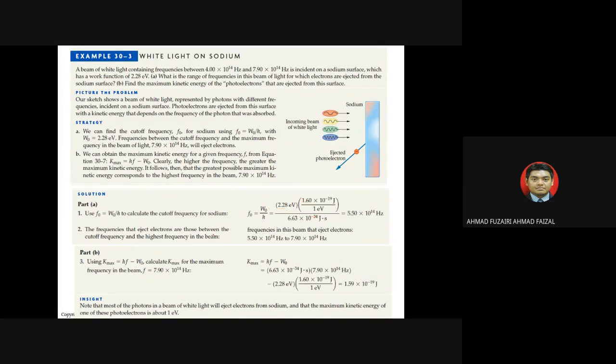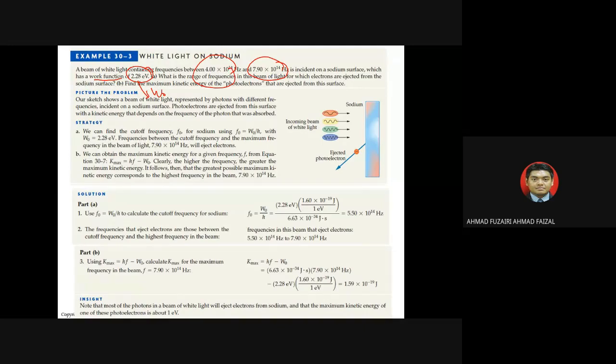Okay, so a beam of white light containing frequencies from 4 times 10 to the power of 14 to 7.9 times 10 to the power of 14 is incident on the sodium surface, which has a work function. Look at here, this is the work function, W0, 2.28 electron volts.